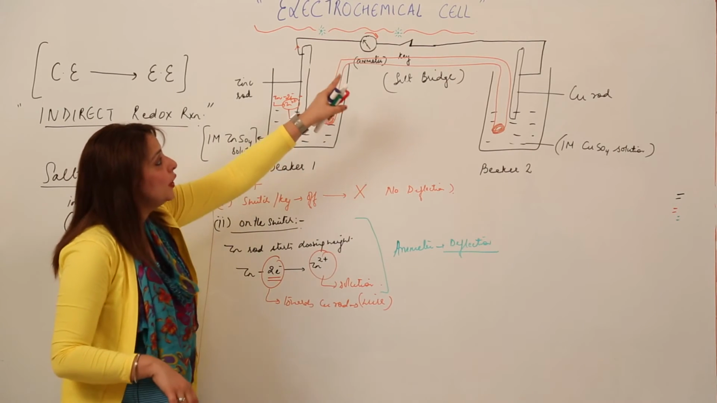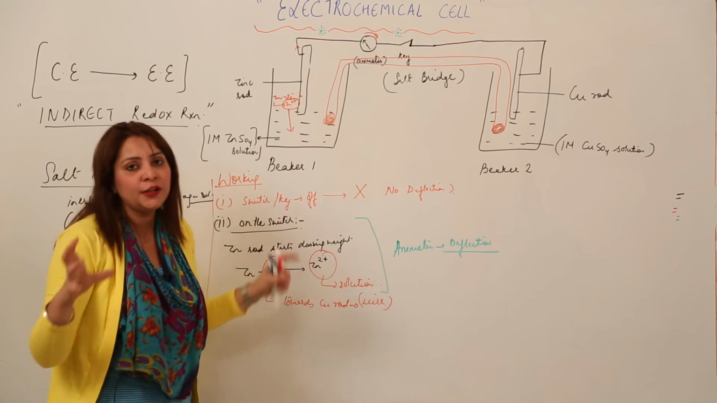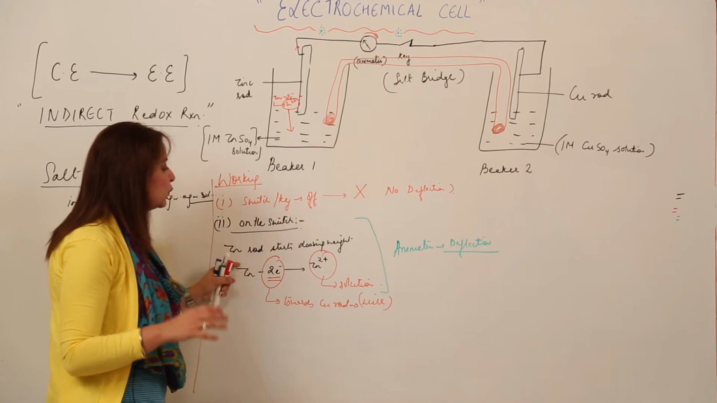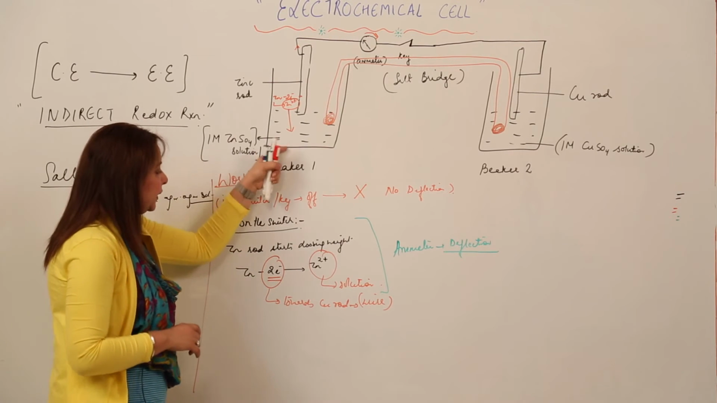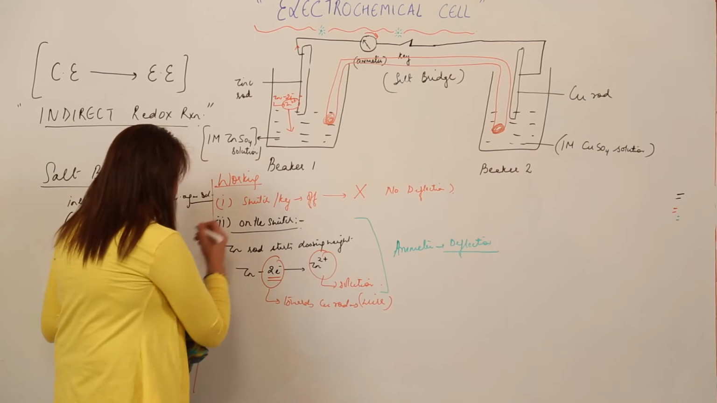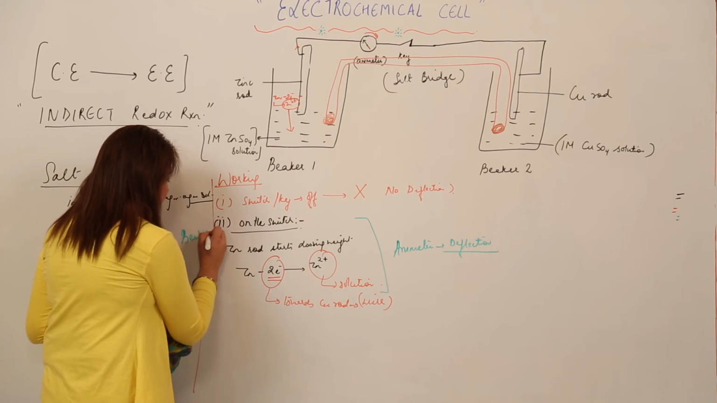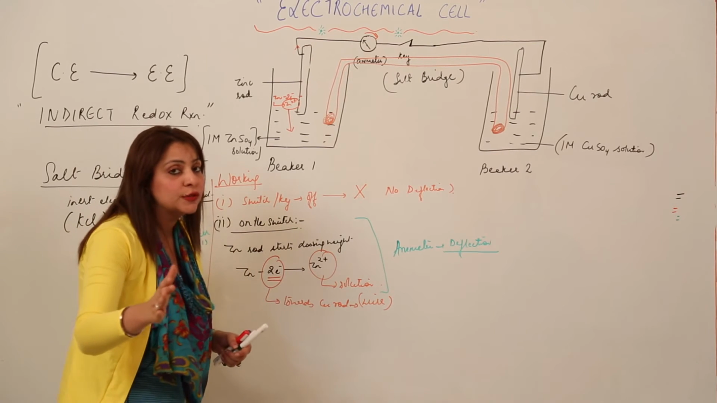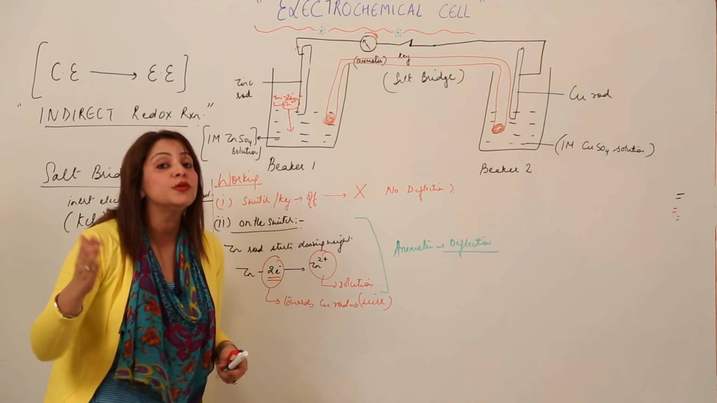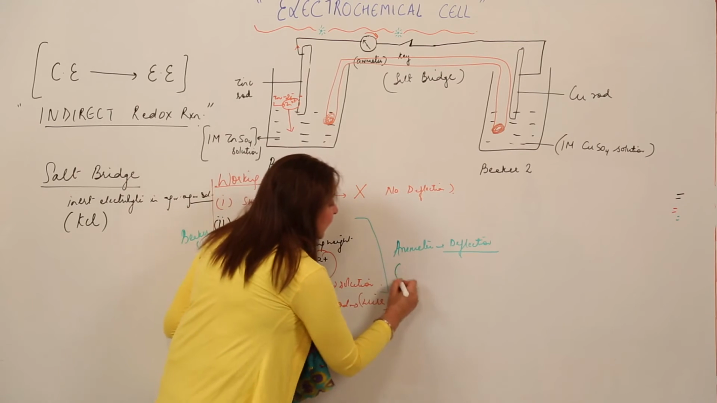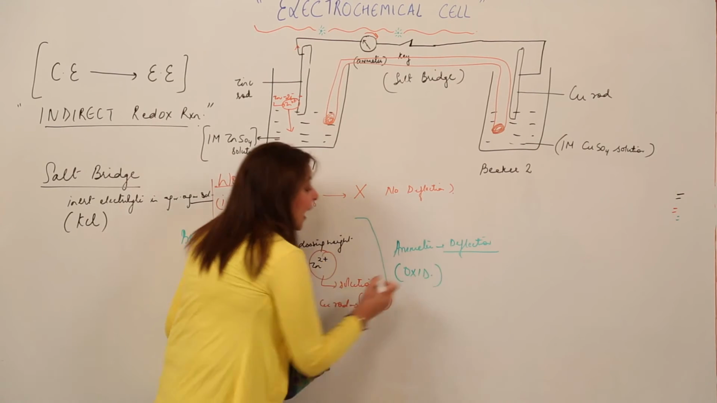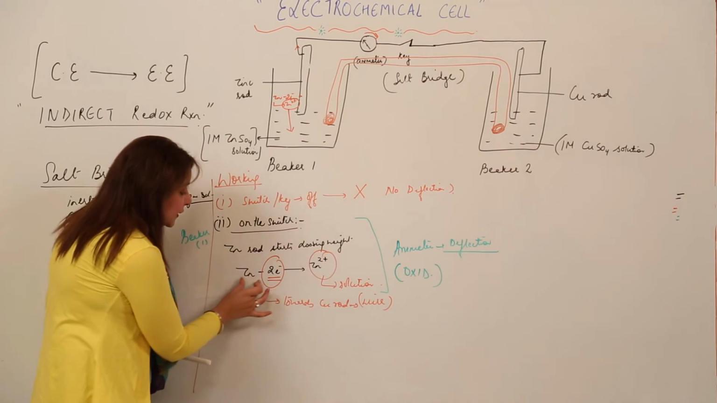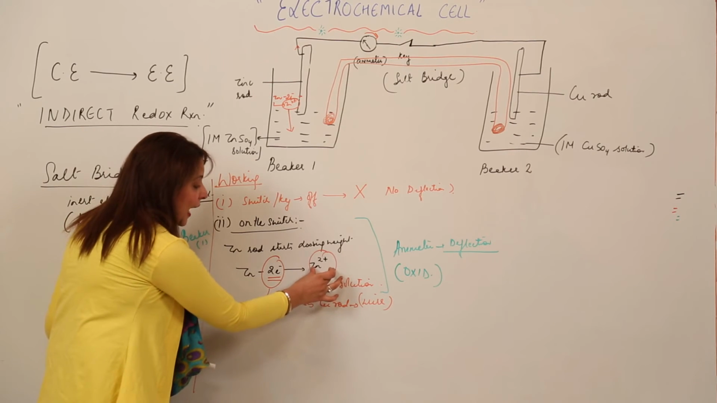But when we switch on, we make the complete connections, and we get to see that in beaker 1, the zinc rod starts losing weight. Why is it losing weight? Because zinc has a tendency to lose electrons. So it is undergoing oxidation and it is losing electrons. You can see it is losing 2 electrons and forming zinc ions.